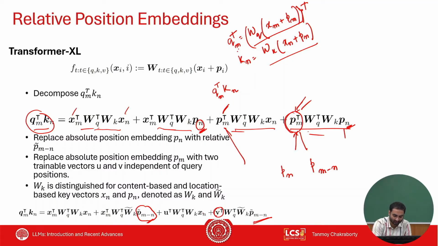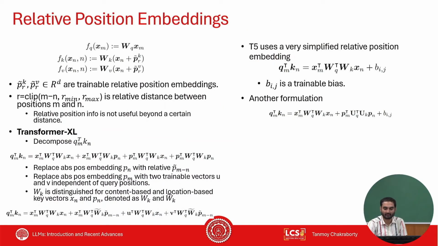Okay, so you see V transpose and U transpose here. So what are the changes? Again, the changes are as follows. The position of the key will be replaced by the relative position. The position of the query will be trainable. Okay, there is a Transformer-XL paper.